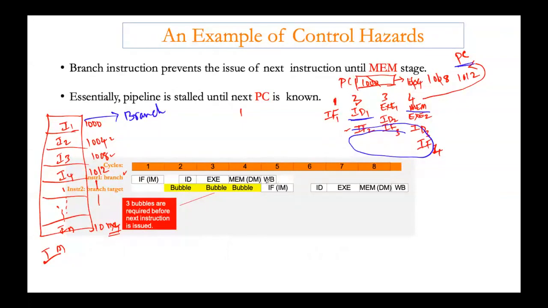That's why from the second cycle onwards, it will stall, not giving instructions to the instruction fetching stage. So there are three bubbles used here. These three bubbles are required before the next instruction is issued, until the program counter is updated. So this is a control hazard kind of problem. How do we overcome this problem?